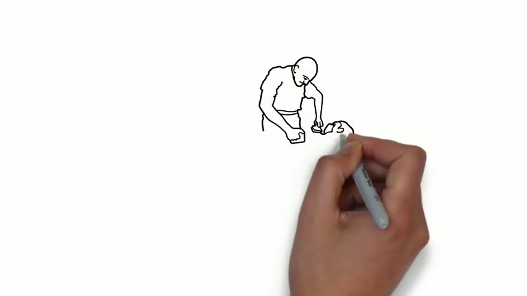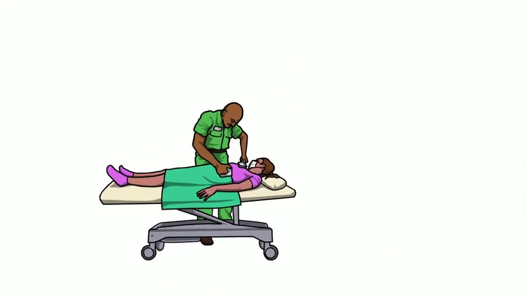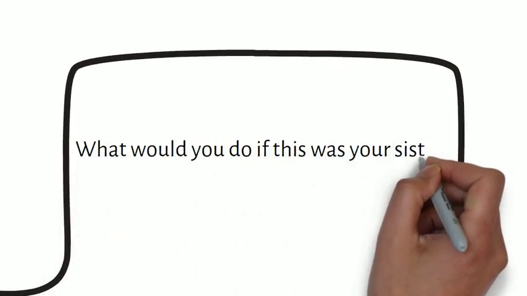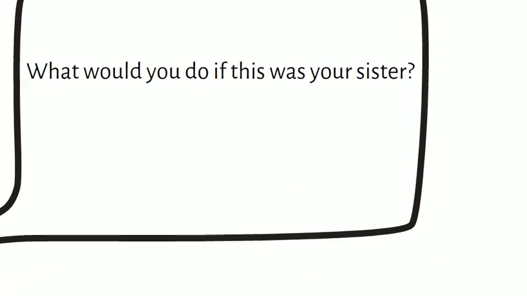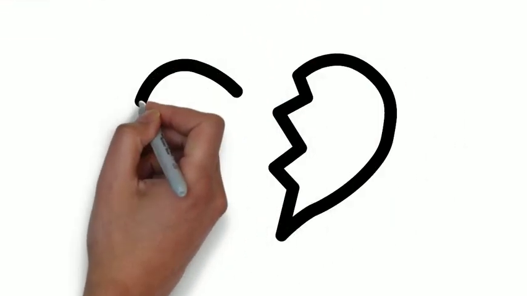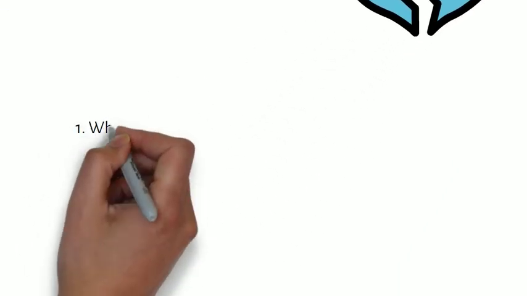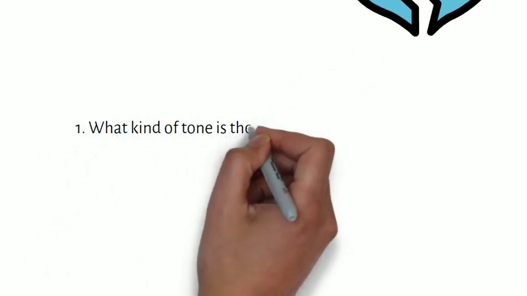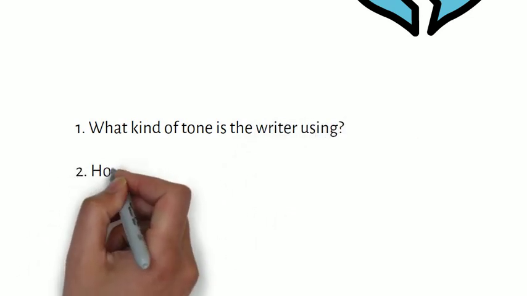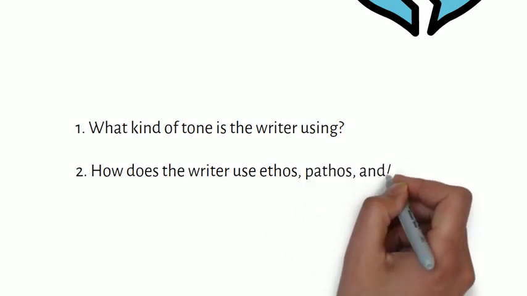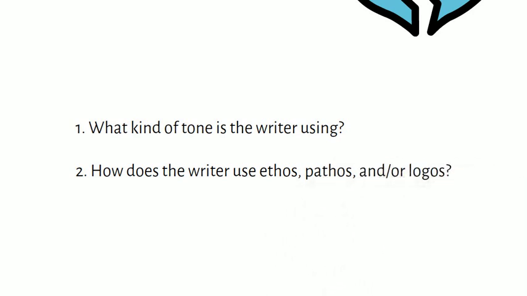Does the writer paint a harrowing picture of the future, then ask personal questions such as, what would you and your family do in this situation? All these things would be an attempt to pull at the audience's emotions. So when you get your rhetorical analysis prompt, don't fret and ask yourself two things. What kind of tone is the writer using? And how does the writer use ethos, pathos, and/or logos?